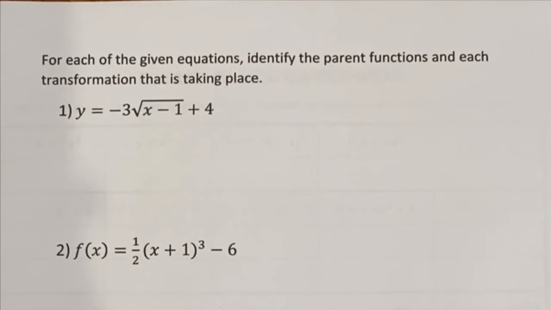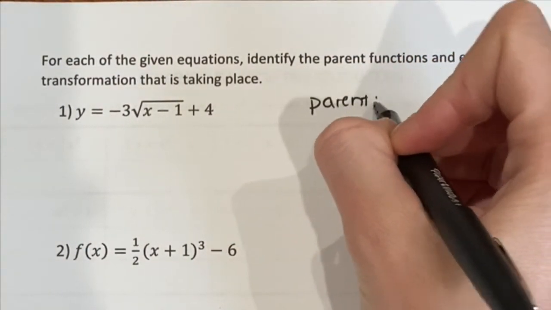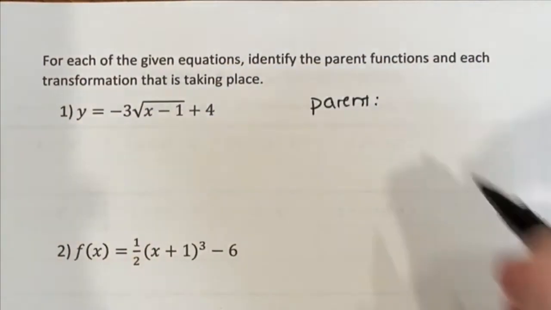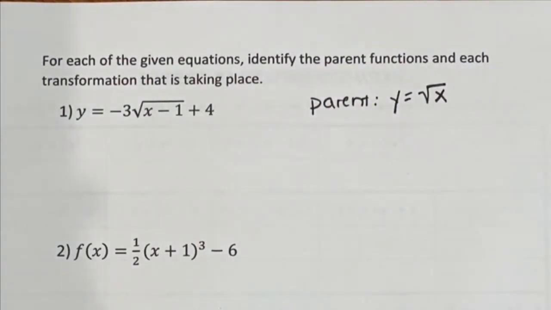All right, so for each of these equations, what we want to do is first identify the parent function. Then all of the transformations that are taking place, we need to identify. So this is where your parent functions book will be handy. The first thing I'm going to do is write on the side what the parent function is. And here we see we have a square root of x. So my parent function is y equals the square root of x.